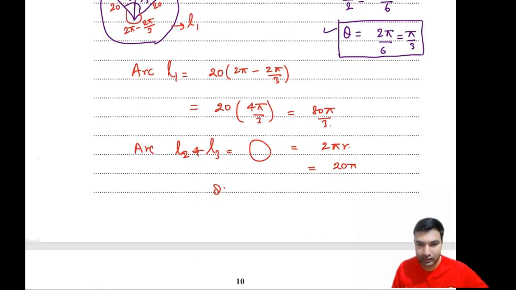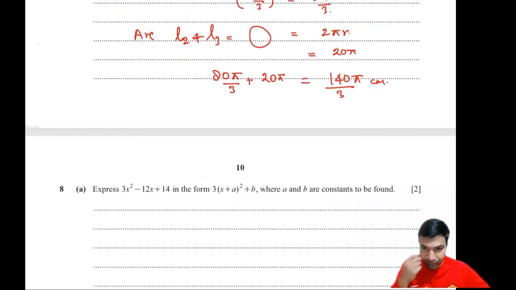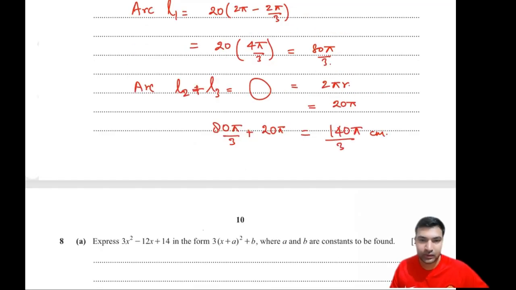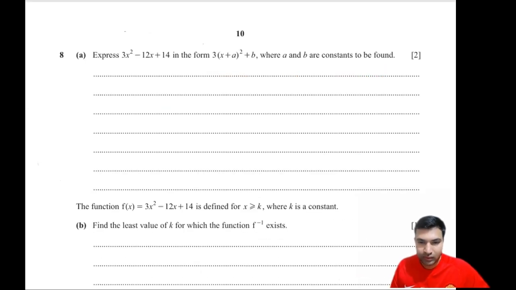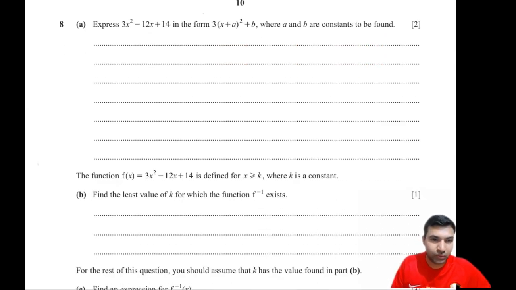So the final answer is 80 pi over 3 plus 20 pi, which becomes 140 pi over 3. 3 times 20 is 60, 60 plus 80 is 140. So 140 pi over 3 centimeters is your answer for this one. I hope it is clear. Since these two semicircles are identical, if I add them, the perimeter is the outer length, the circumference of the circle made of these two semicircles. Perfect. Now moving on to the next, 8th question.